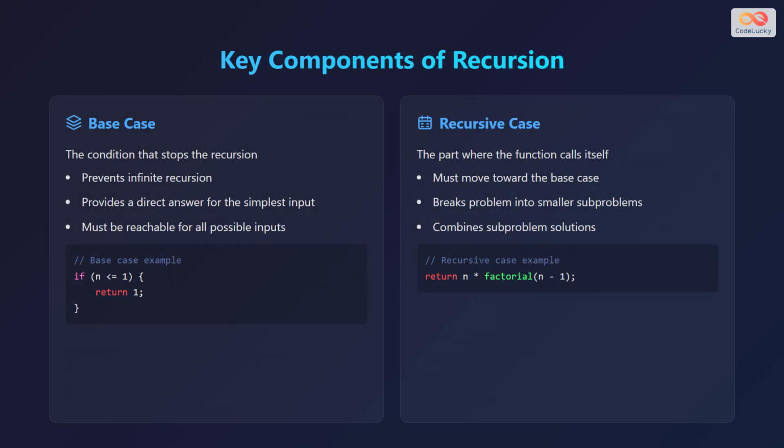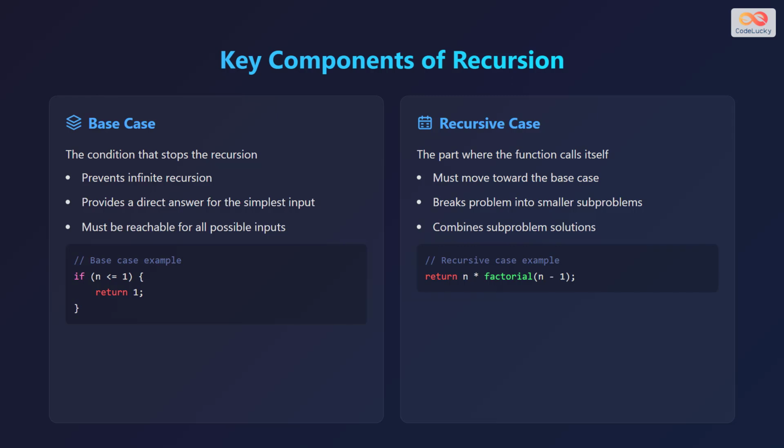Now let's discuss the key components of recursion. The first key component is the base case. This is the condition that stops the recursion and prevents it from going on forever. It provides a direct answer for the simplest form of the input. It is important to make sure that the base case can be reached for all possible inputs, or the recursion might never stop. For example, in the base case shown, if n is less than or equal to 1, the function returns 1.